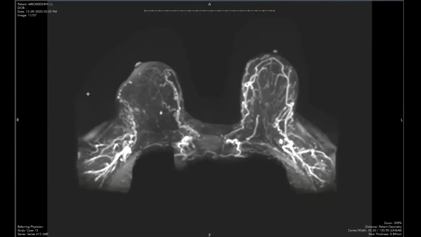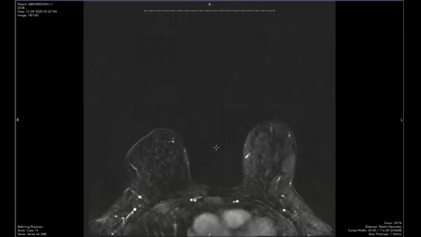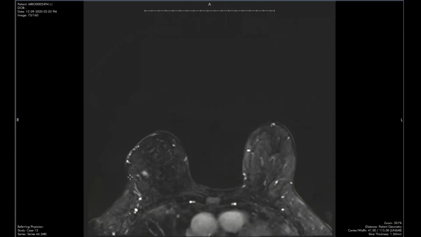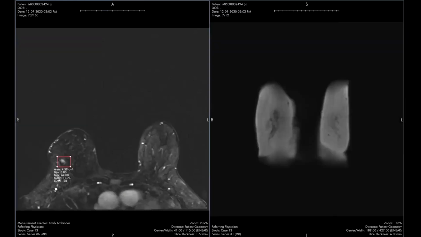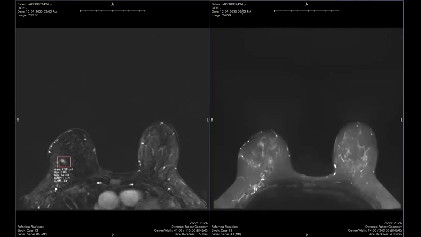Our next finding: here is the MIP reconstruction, and we see this focal area of non-mass enhancement in the outer right breast. And let's look at our subtraction views and find that area. So here it is. This is a focal area of non-mass enhancement. We want to see if there's a T2 correlate. Here's our T2. And this is at about the same slice, and we don't see a T2 correlate there.